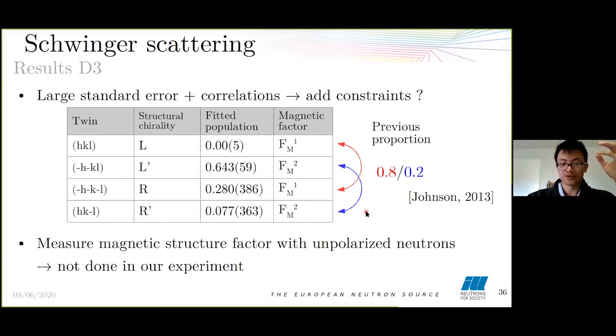But from the previous studies, they have observed a proportion of 80% of these magnetic factors and 20% of the other, but they automatically attribute one of the structure factor to the left structural chirality and the other one to the other structural chirality. So they didn't consider the second and the third twins. So in reality, it might be more complicated.